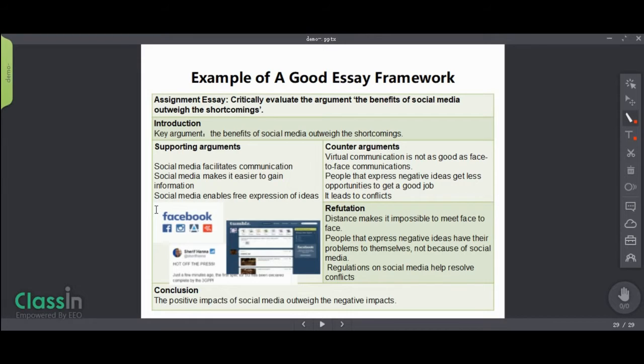But finally, you can come to your conclusion by restating your viewpoint that the positive impacts of social media outweigh its negative impacts. So that's how we use this for and against structure to show your critical thinking in an argumentative essay.